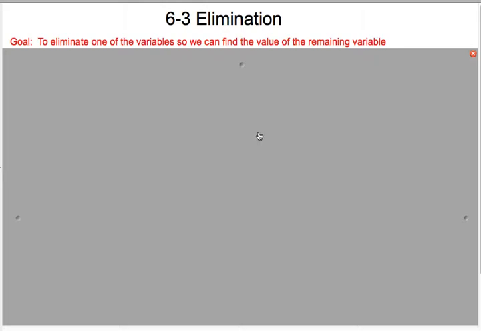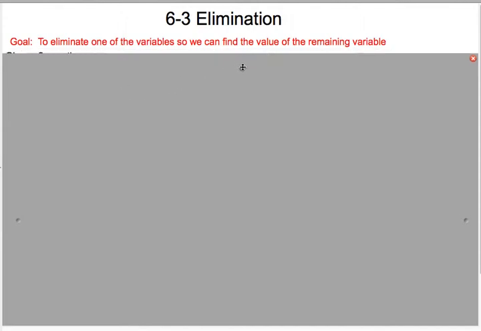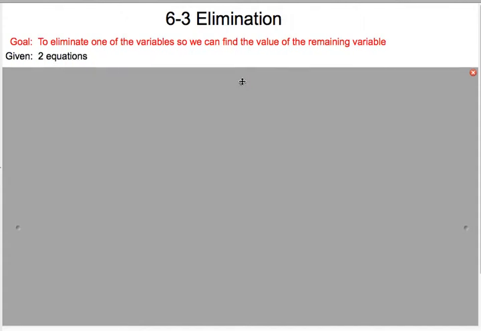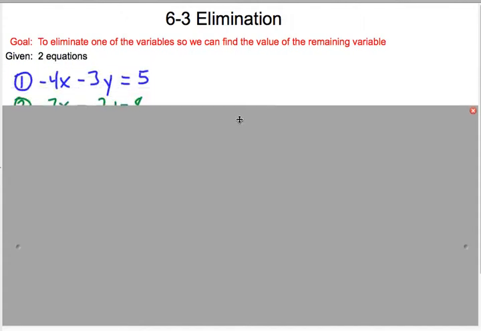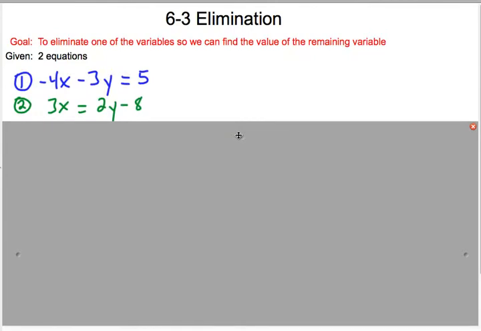In this video we're going to go over the notes that you can use for elimination. The goal here is to eliminate one of the variables so that we can find the value of the remaining variable. Just like the first two videos, these techniques are what we use to solve a system of equations. So once again, you'll be given two equations. We have the blue one and the green one here.